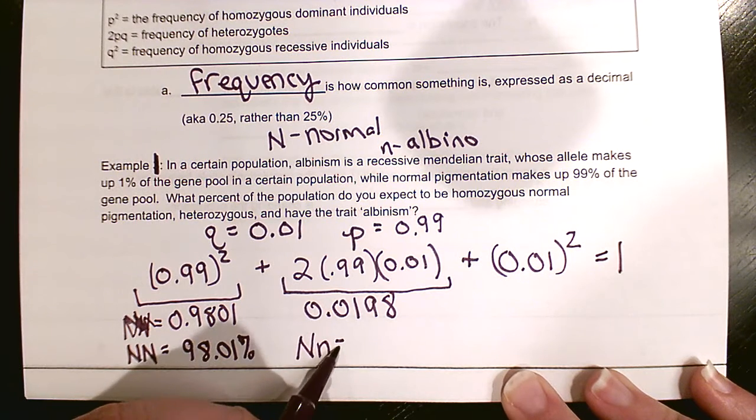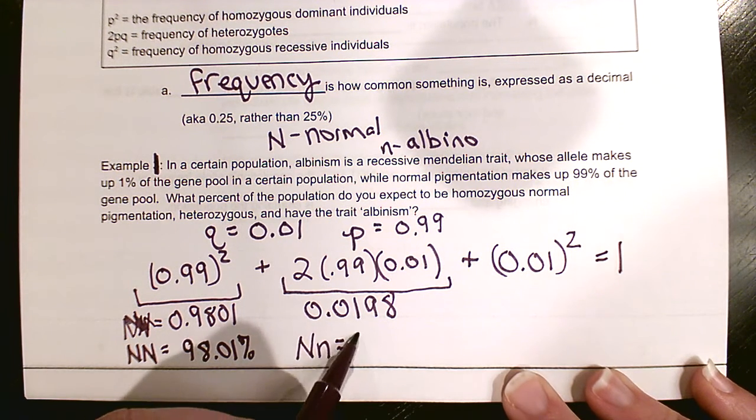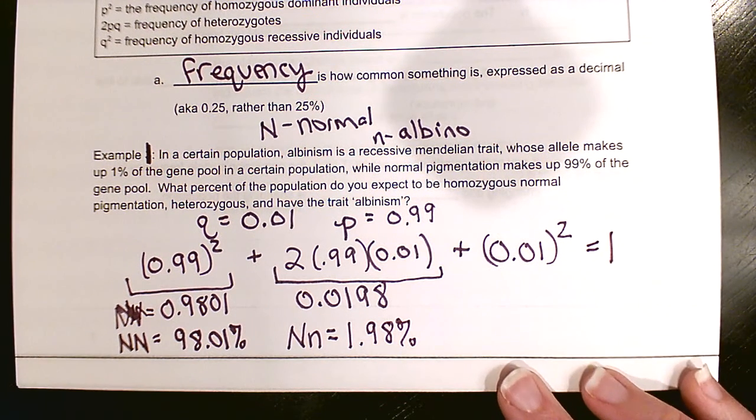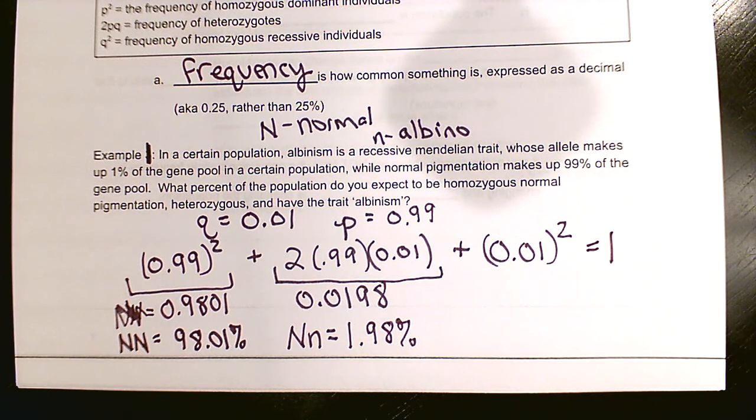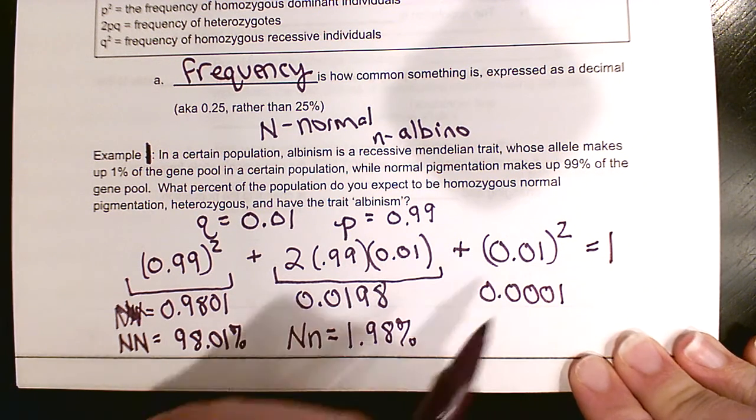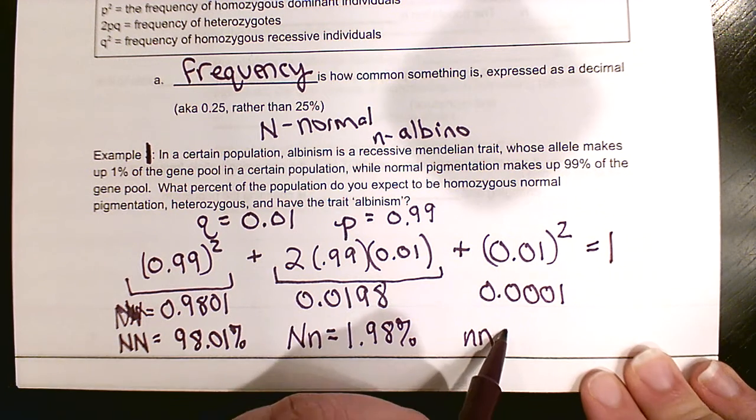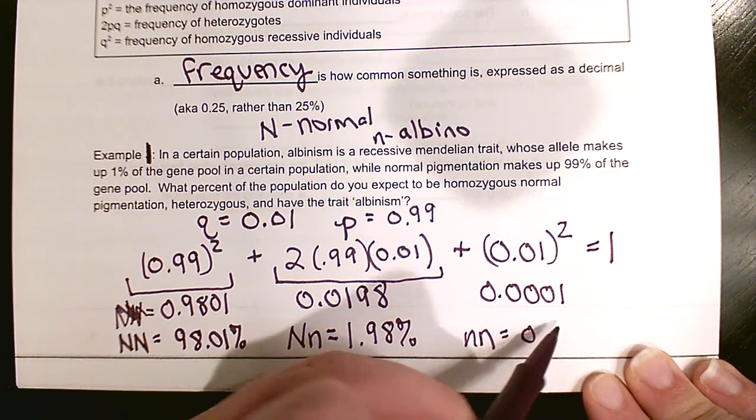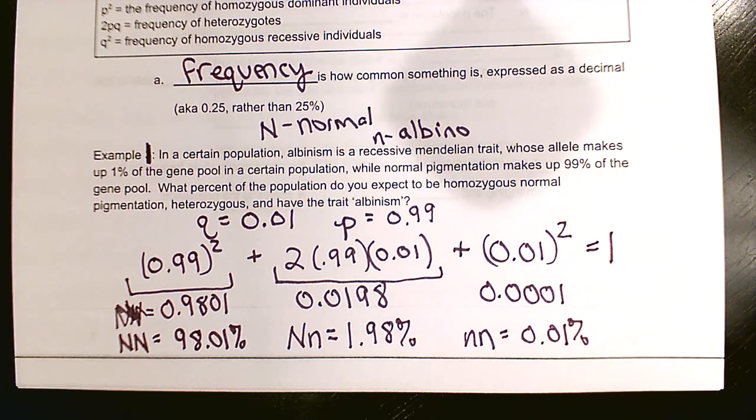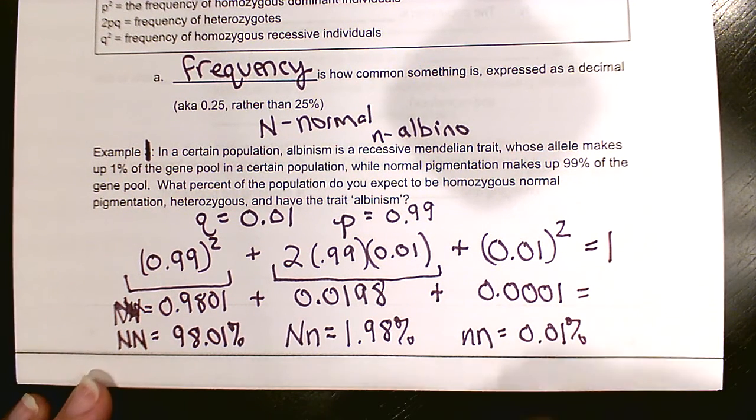So Nn, okay, remember to go from a decimal to a percentage, move the decimal point over 2, so that'd be 1.98% of the population. Okay, and the last, 0.01 squared, is 0.0001. Remember, that represents the homozygous recessive, so that would be 0.01% of the population. Okay, so to check that we did it right, let's take these frequencies and make sure they add up to 1.